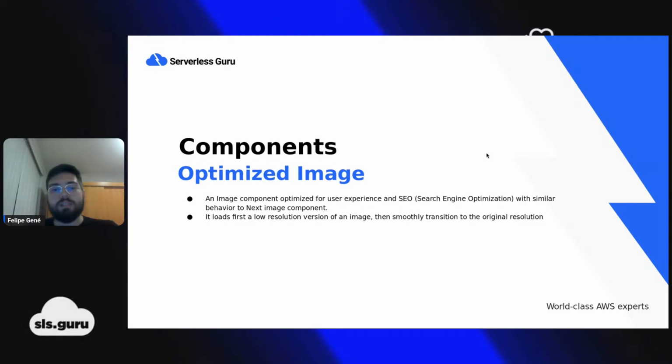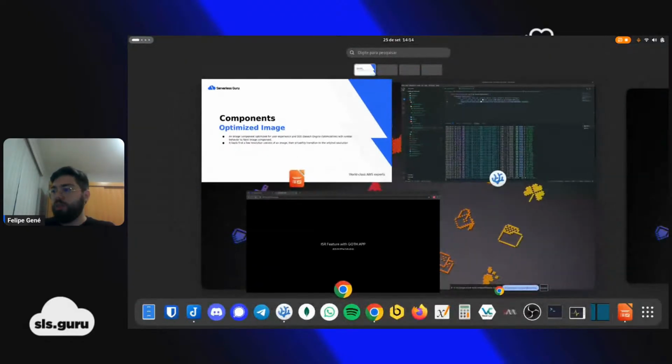So as Next.js does have the image component, the Gothic framework has the optimized image component, which has a really similar behavior. Basically, what it does is that it loads a lower resolution of your image first, so therefore you can load it faster and deliver that to your user. And on the background, it will load the original image resolution and transition to that image smoothly. So how does that work? Let me give you an example so you guys can see the differences of performance between one and another, right?